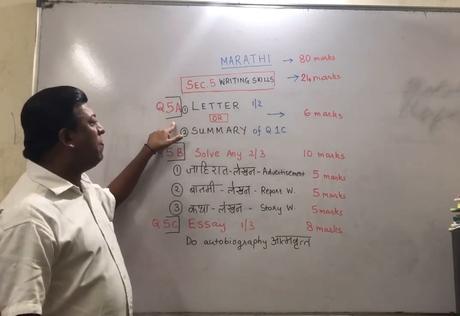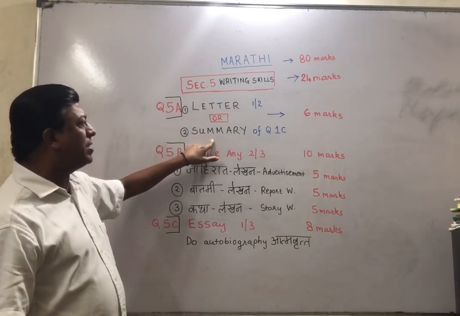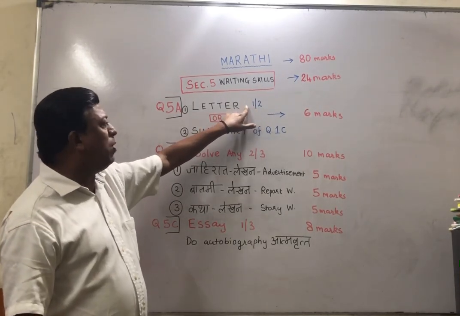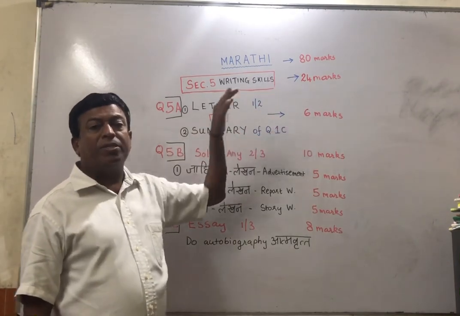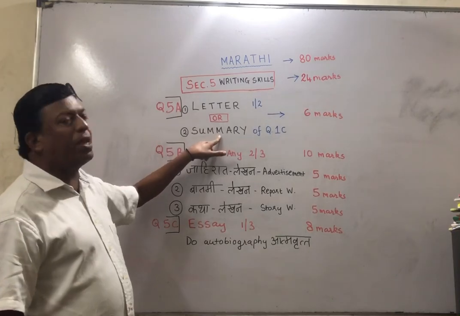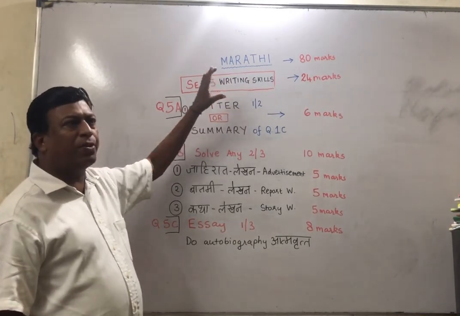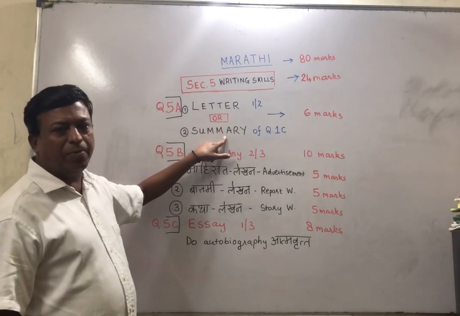Now question number 5a, you have 2 options. There is letter writing or summary writing. Now there will be 2 letters. You have to attempt 1, that is 6 marks. Children, if you don't understand the question of the letter writing, then only go for summary. Because you will score more in letter because of the address and all than the summary writing.